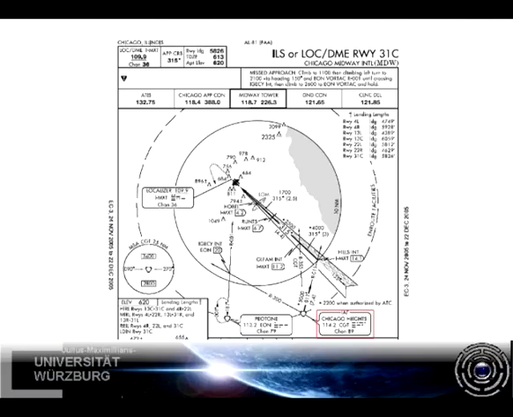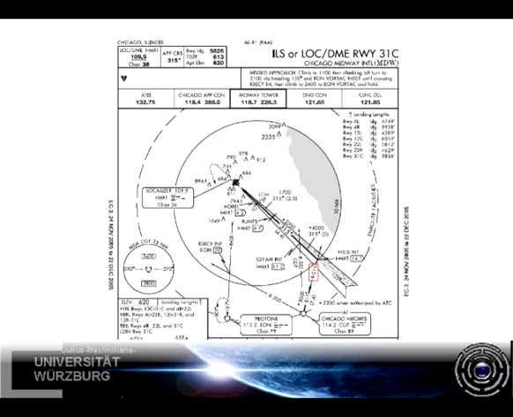Now we have to look for our initial approach fix that has to be overflown first in the beginning of the approach. Here it is. It's a VOR station called Chicago Heights, frequency 114.2. So we set our second nav receiver to this station. As we overfly the station, we should be at an altitude of at least 5,000 feet, or whatever the air traffic controller told us to be at. After we crossed Chicago Heights, we maintain 5,000 and follow the 011 radial outbound from the station.